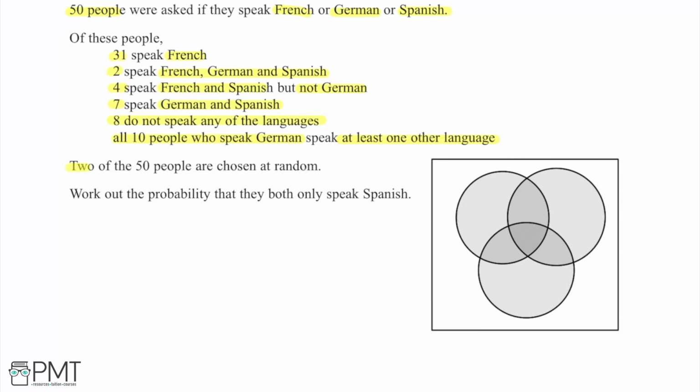We're told that 2 of the 50 people are chosen at random, and we're asked to work out the probability that they both only speak Spanish.